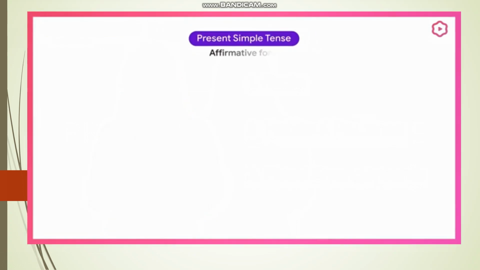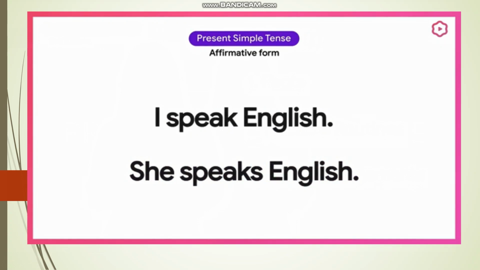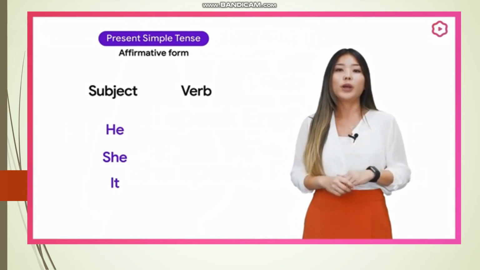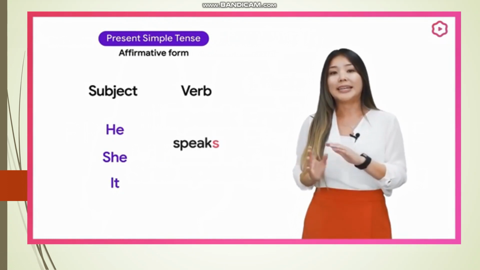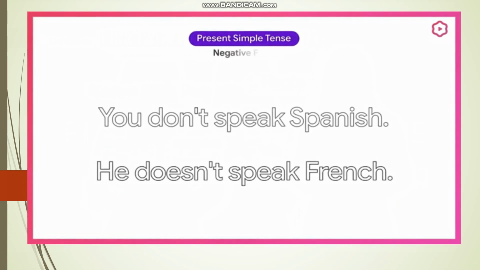Let's take a look at the affirmative form. I speak English. She speaks English. Do you notice the difference? In the second example, there's an S at the end of speak. Why do we do that? That's because the subject is she. When the subject of a sentence is he, she, or it, we add an S, sometimes an ES to the end of the verb. Now, let's look at the negative form.